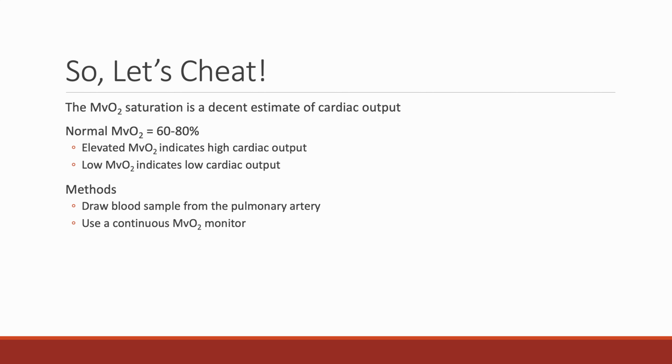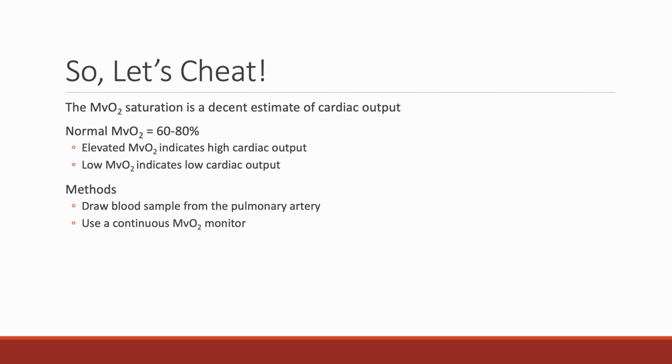So remember that when the MVO2 or the mixed venous O2 is elevated, that indicates that there's a high cardiac output. And when the mixed venous O2 is low, that indicates that the cardiac output is low. Let me repeat it just one more time quickly so you can get that stuck in your brain.